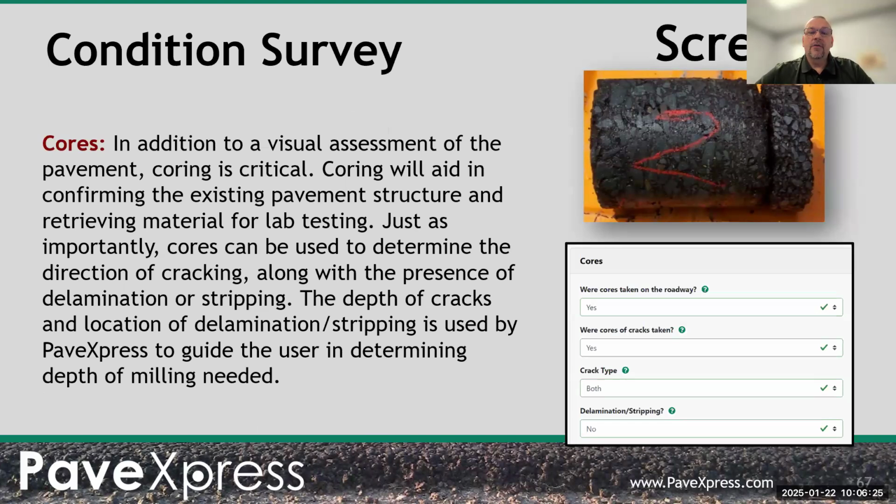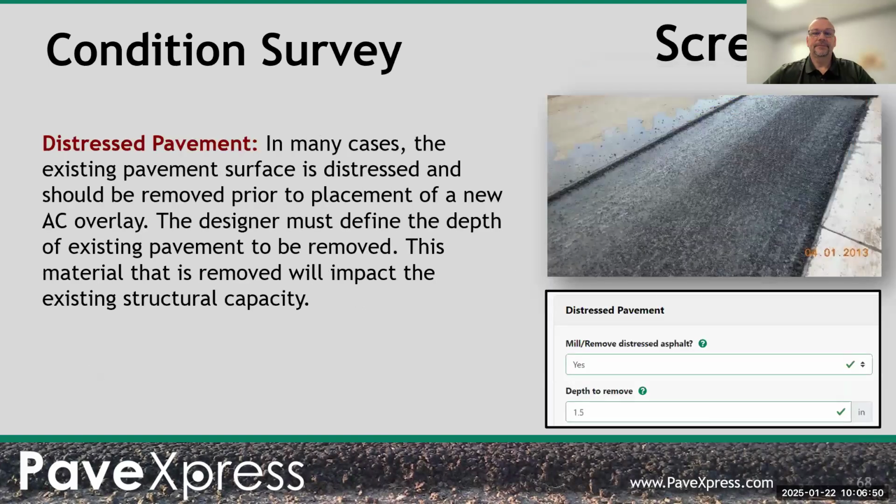After the distress data, core information is requested. It's always a good idea to core the pavement, and if we have that information, we can input it here. This allows the designer to record the material layer thicknesses, note any material distress, the direction of crack propagation, and the depth of the cracks. Finally, the user will be asked if the surface will be milled, and if so, how deep the milling will be. In some cases, this may remove all or part of the distressed asphalt.